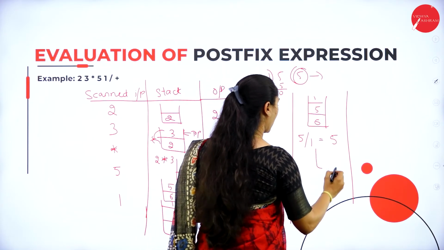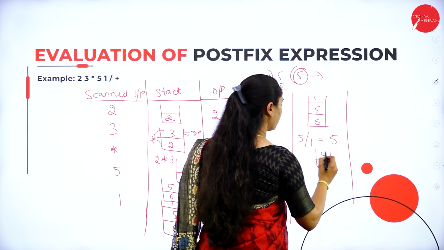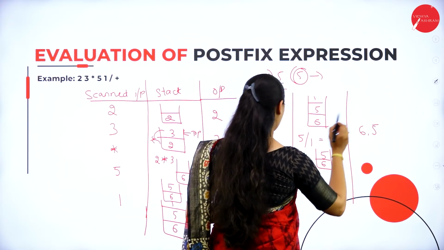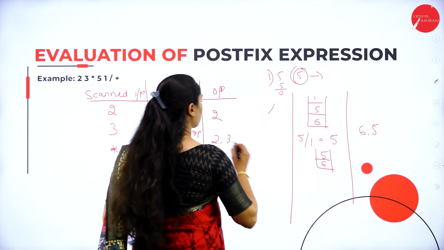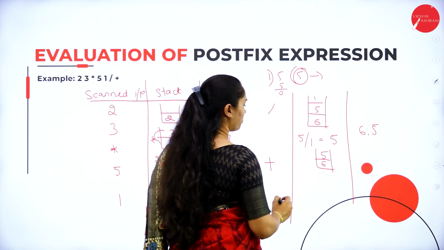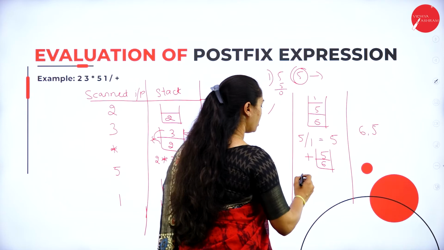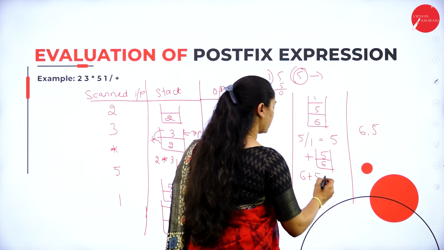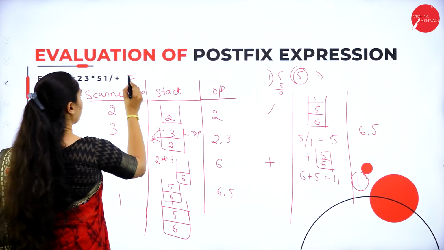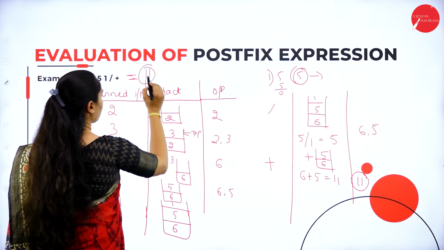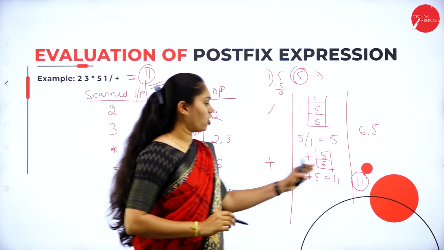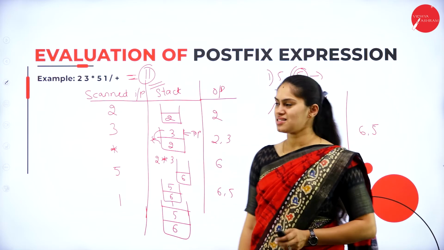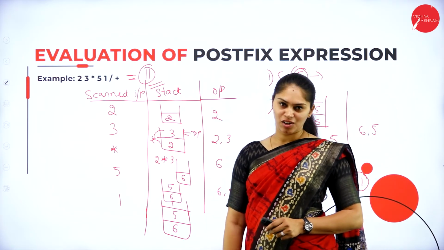So as of now, what do I have in the stack? 6 and 5. So here we have a 6 and 5, and at last we have a plus. Plus is an operator. Again I have to do the addition operation. Then it will be 11. So here 11 is the output, or after the evaluation we got the resultant like this. This is how we are going to evaluate. I hope you all understood.